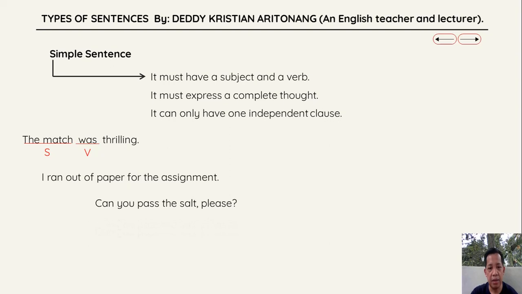The third one, can you pass the salt please? Okay, it's an interrogative sentence, and it is also called a simple sentence because it has a subject and a verb, it expresses a complete thought, and there is only one independent clause in this sentence. The fourth example, he scored the winning goal in the match. He is the subject, scored is the verb. It has a full meaning or a complete meaning. He scored the winning goal in the match. It is one independent clause.